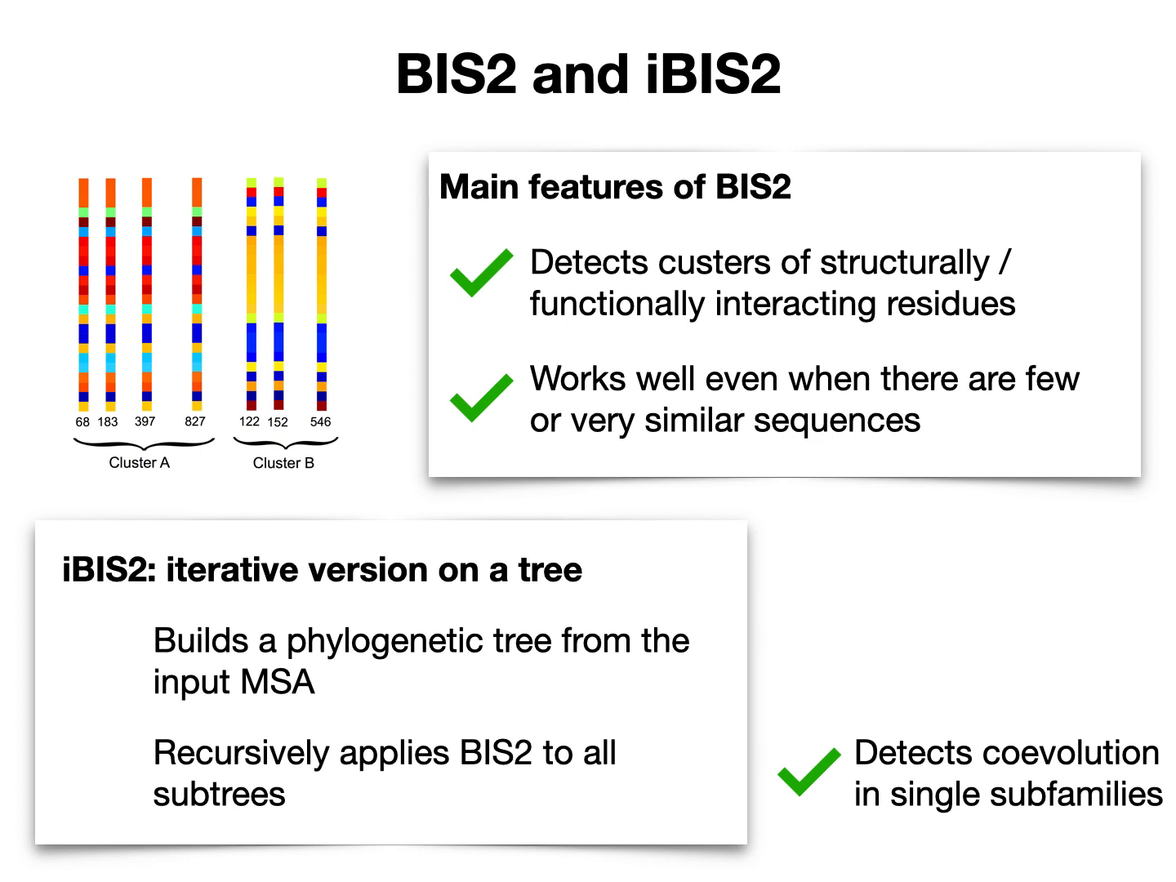iBIS2, the iterative version of the algorithm, is able to first calculate a phylogenetic tree starting from the input sequences, and then perform such analysis on all subtrees. Thus, coevolution signals present only in a subset of the query sequences will be detected.